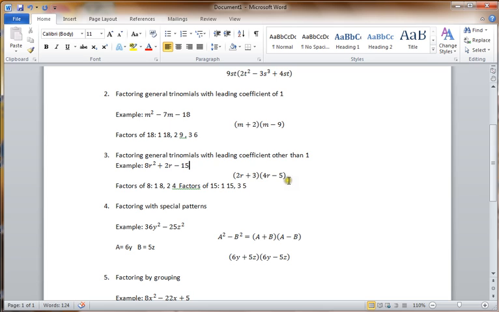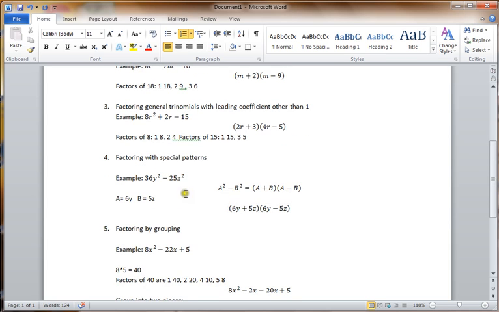But after you try it for a while, you put the -5 over here and the 2 here, the 3 and the 4. So 2 and 4 are factors of 8, 3 and 5 are factors of 15. And when I take the outside numbers, 2 times -5, I get -10. And when I take the inside numbers, 3 and 4, I get 12. So plus 12 and -10. Plus 12 and -10 gives me the plus 2 that I'm looking for in the middle.